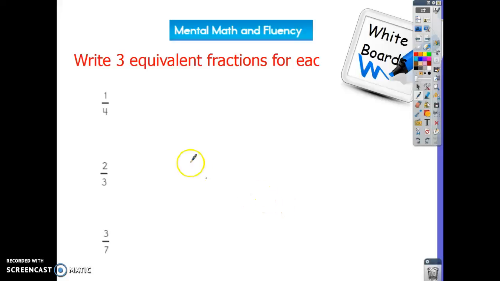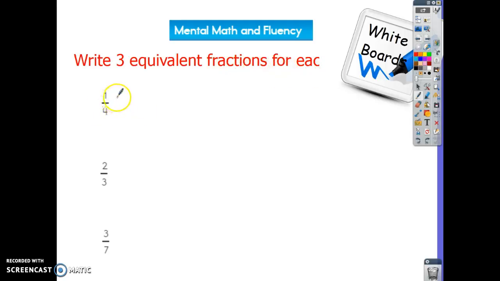Okay, 5.11 here, we're going to look at explaining the equivalent fractions rule. Hopefully you know how to figure out those equivalent fractions, but we're just going to do a little bit more explaining of it. So we'll do this first part here together. Write 3 equivalent fractions for each.